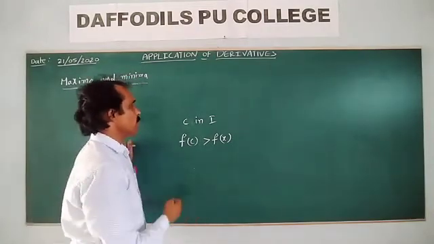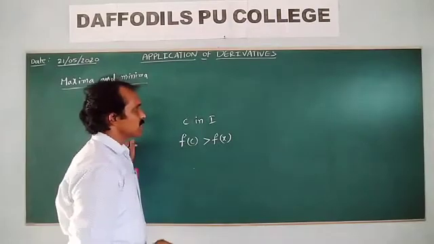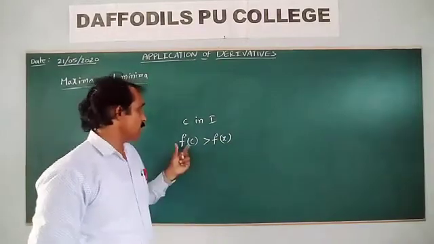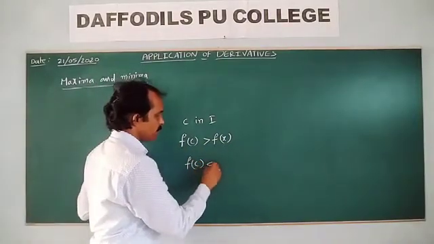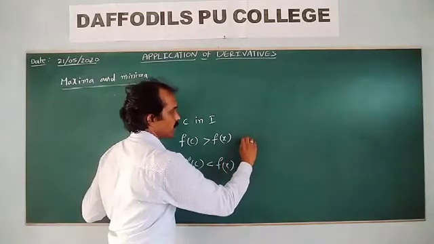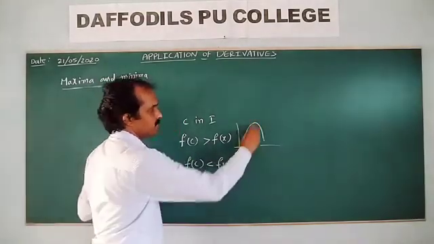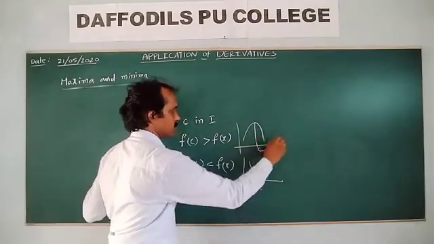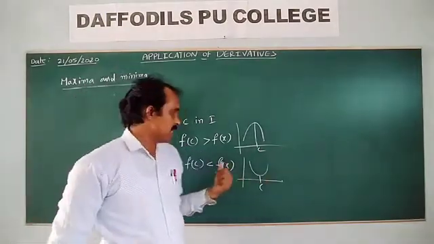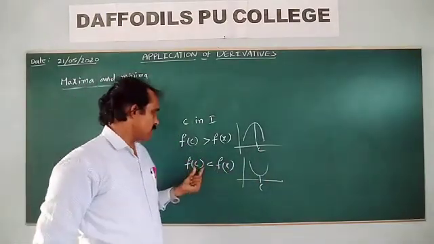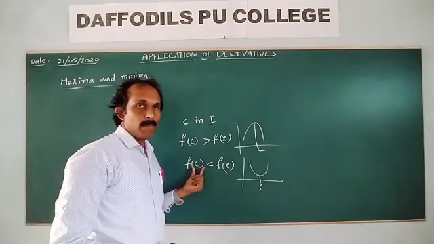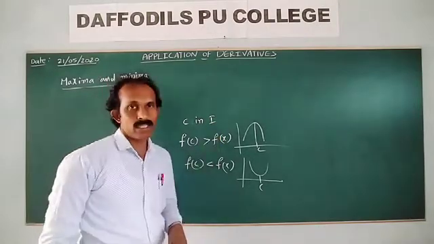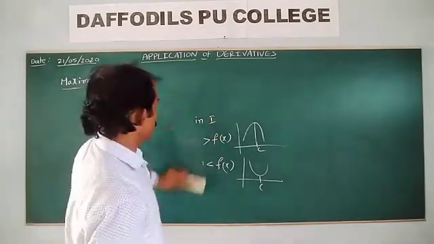Okay, what is the minimum value? Say f is a function on interval I, C belongs to the interval I, and f of C is less than f of x. Like this graph, at C. f of C is less than f of x, so f is said to have a minimum value. The number f of C is the minimum value, and the point C is the point of minimum in I. That is the maximum and minimum values.